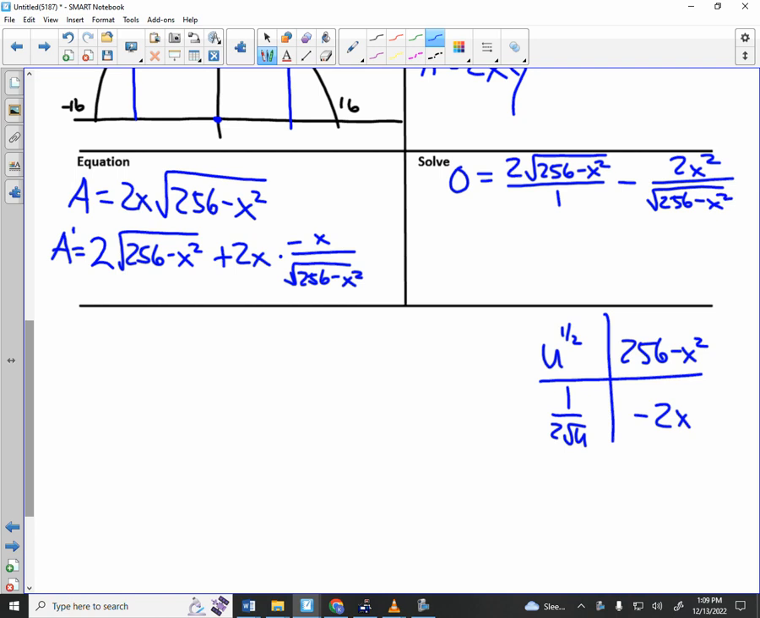Okay, so notice that I tried to set this up for you in the previous test where we're dealing with these type of derivatives to solve these type of problems. So as we look at solving that, we want to create common denominators. So I'm going to multiply the top and bottom by root of 256 minus x squared. And so what are you going to get in the top? And what is 2 times 256? 512 minus 2x squared minus 2x squared.